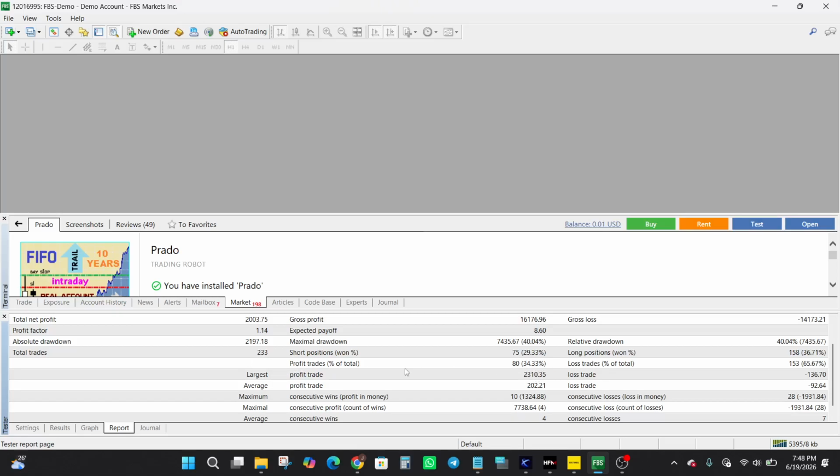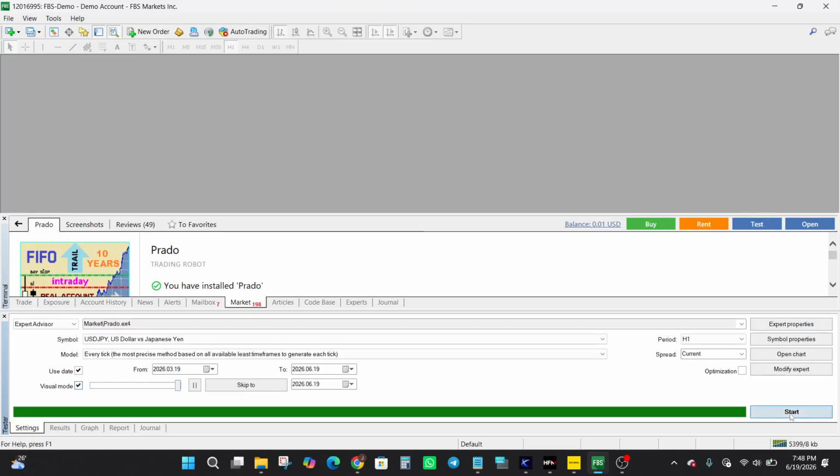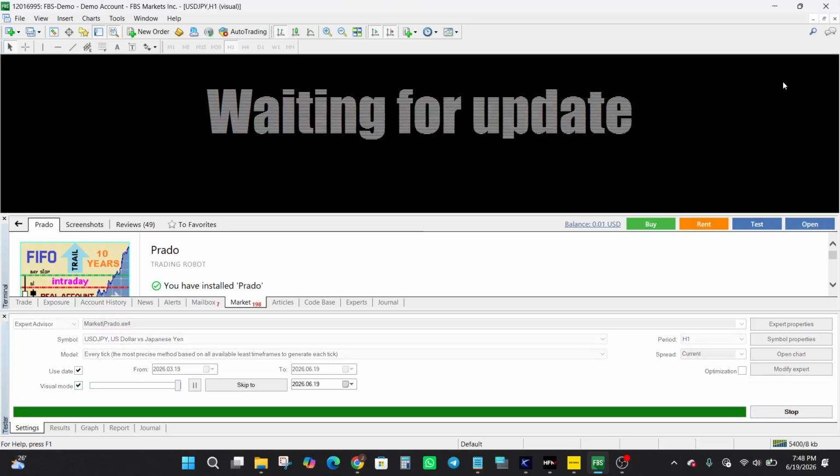So that gave us a 34.33% win rate. And the largest profit was 2,310.35, largest loss 136.7, average profit 202.21, average loss 92.64. This tells me that the risk to reward ratio is actually good, a little above 1:2. And now let's head over to turn on the visuals so that we can see this EA in action.